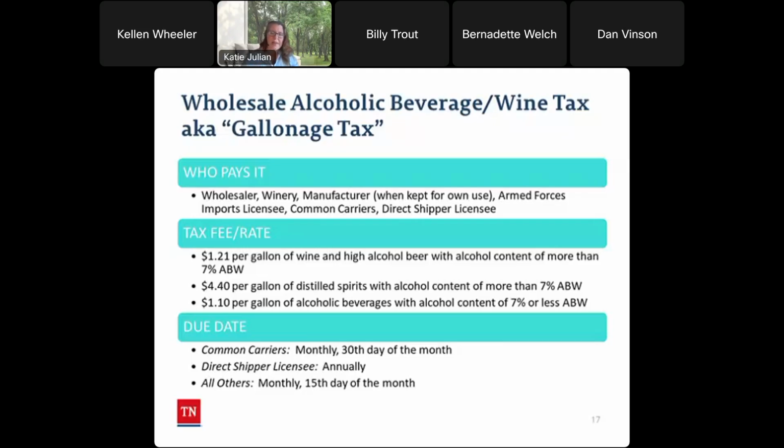Wholesalers: any wholesaler that imports alcoholic beverages into Tennessee or receives alcoholic beverages manufactured in Tennessee for eventual retail sale in any size retail container or in-state distribution by sale or gift will pay the gallonage tax on each gallon or portion of a gallon that's distributed or sold in Tennessee.